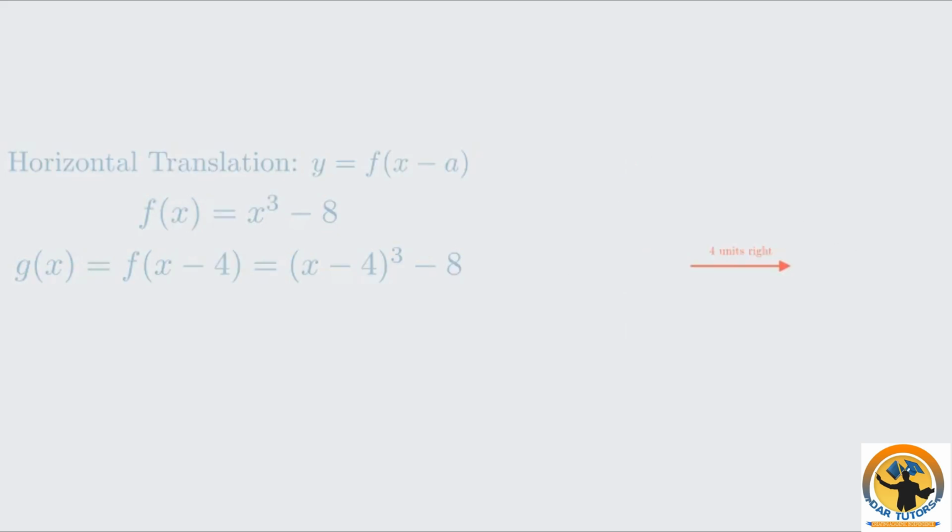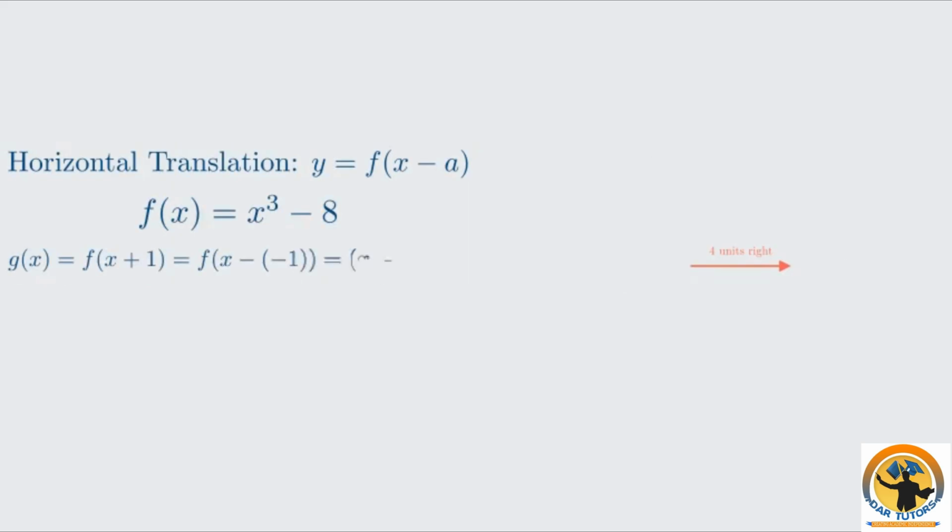Now let's try g of x equals f of (x plus 1). Remember, this is f of (x minus negative 1), so a is negative 1. The graph should move to the left. And it does. The graph shifts 1 unit to the left. The point (2, 0) moves to (1, 0). So subtracting a constant inside the function translates the graph horizontally.